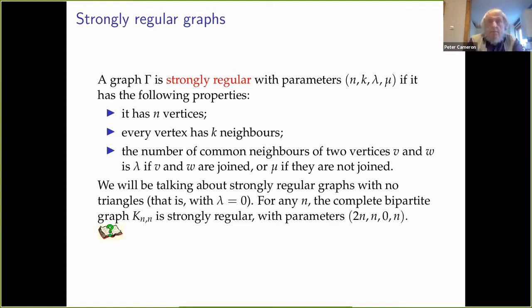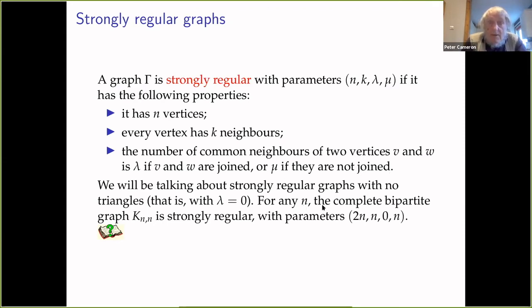So I'm going to be telling you the story of the strongly regular graphs containing no triangles, the triangle-free strongly regular graphs. Now, triangle-free means that if two vertices are joined, they have no common neighbors. So these are the strongly regular graphs with lambda equal to 0.